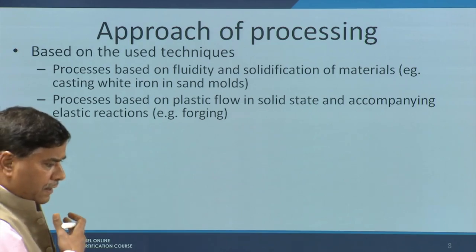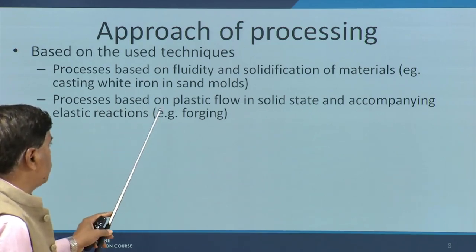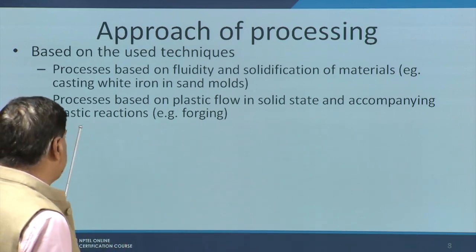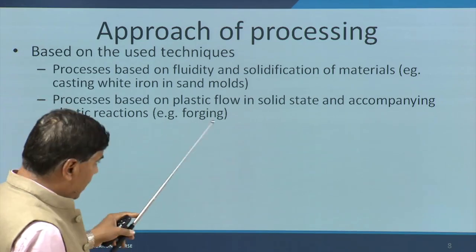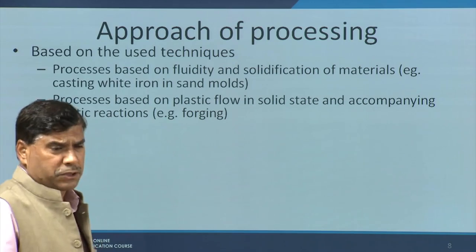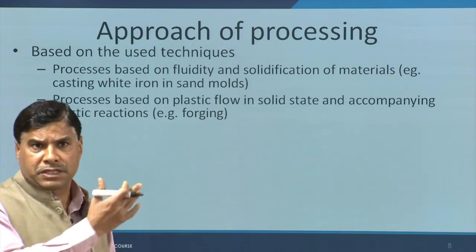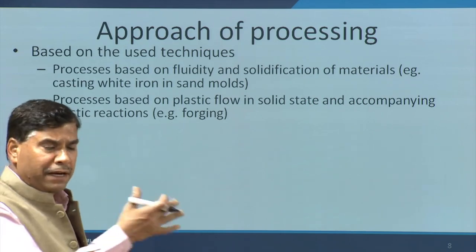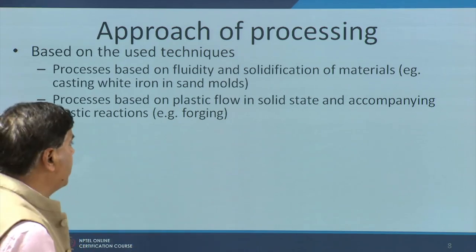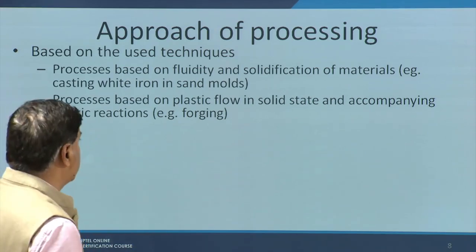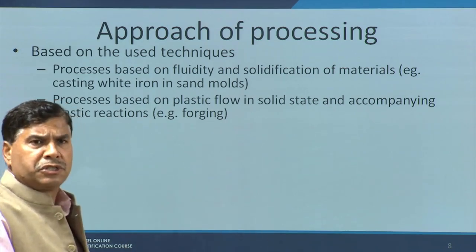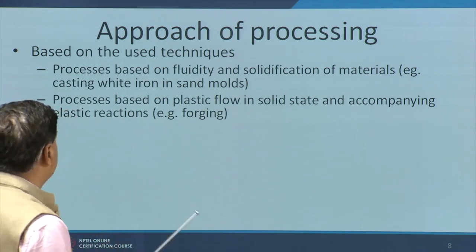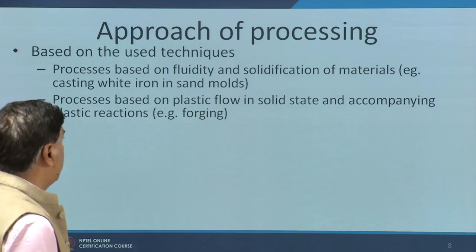Another grouping is based on the processes which are based on the plastic flow of the material in solid state, which also involve elastic reactions, where the plastic flow of the material using external forces is achieved to get the desired size and shape, like in the forming processes of bulk material forming or of sheet material forming. They will be placed in this group. Rolling, forging, extrusion, drawing, deep drawing, bending, etc., all those processes where this kind of treatment or approach is involved.